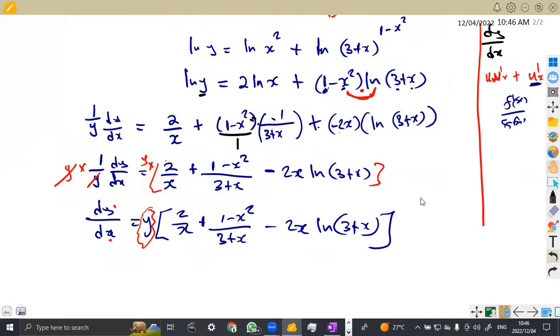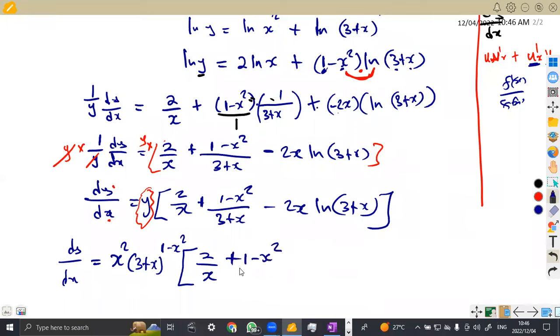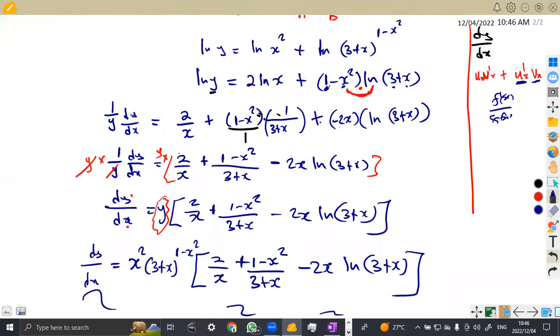All right, so let us substitute. We are going to have dy dx is equal to, in place of y, we're going to substitute our y, which was x squared into 3 plus x. Remember, it was to the exponent of 1 minus x squared. This whole bracket remains as it is, which is 2 over x plus 1 minus x squared over 3 plus x minus 2x ln 3 plus x. So this part is going to remain as it is. So that's your dy dx for the logarithmic differentiation that we're given.